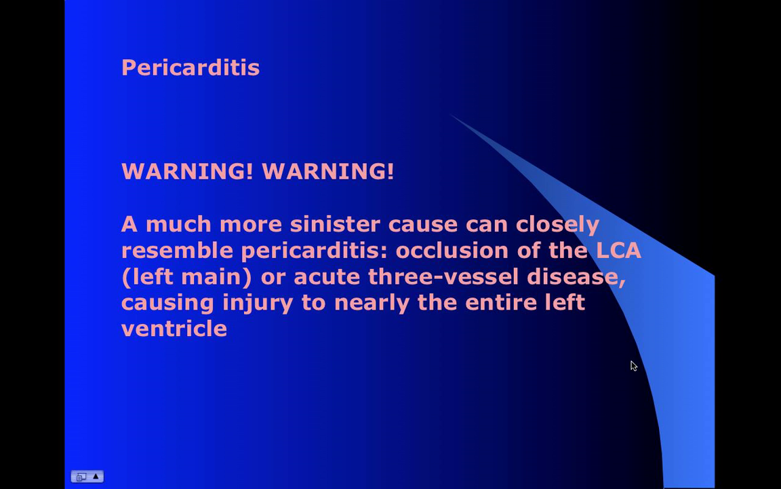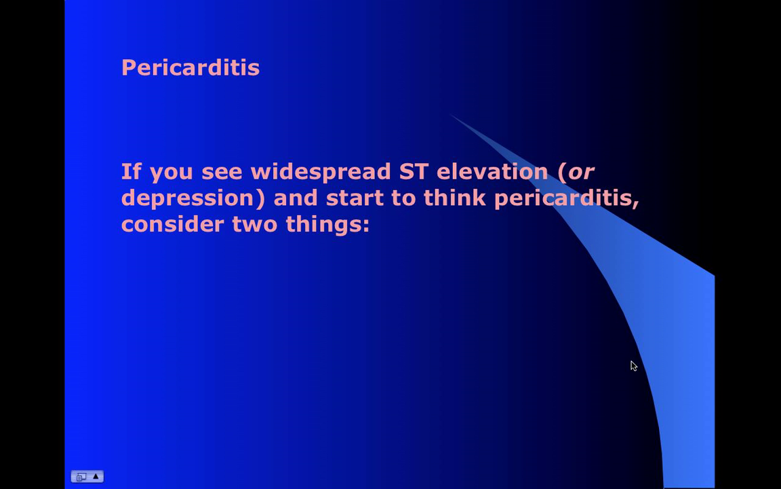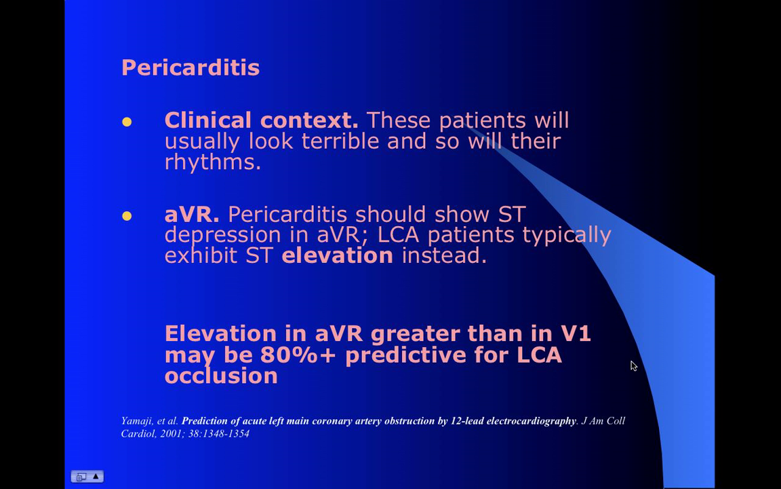Now, this is a nasty disease. When you want to differentiate these two things, a couple tips. First of all, people with LCA occlusions look terrible. Really acute total occlusions, they will usually be dead before you get there. So often what you'll see instead of elevation is depression, fairly globally. But these patients look terribly sick. They may code on you if they haven't already. They will just jump out at you as being seriously ill and circling the drain. Pericarditis does not look like that. It is rarely that serious.